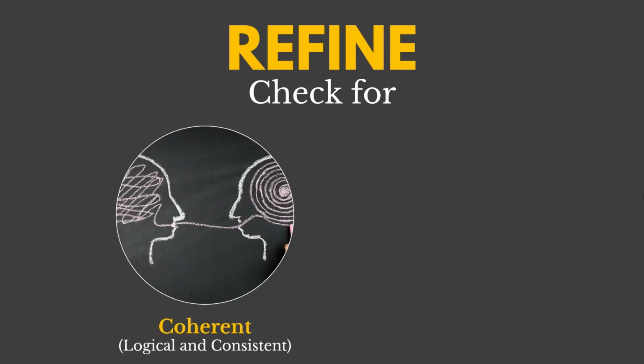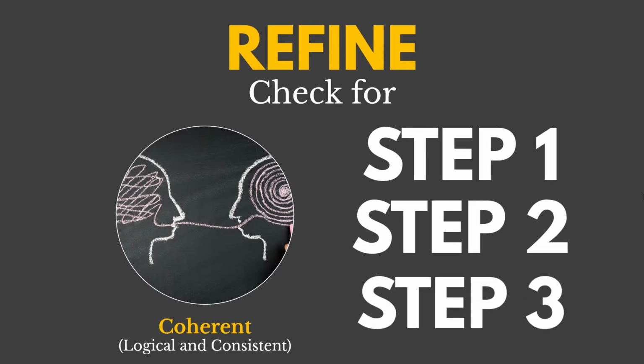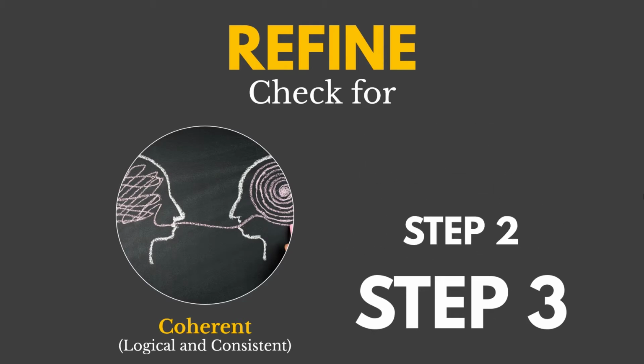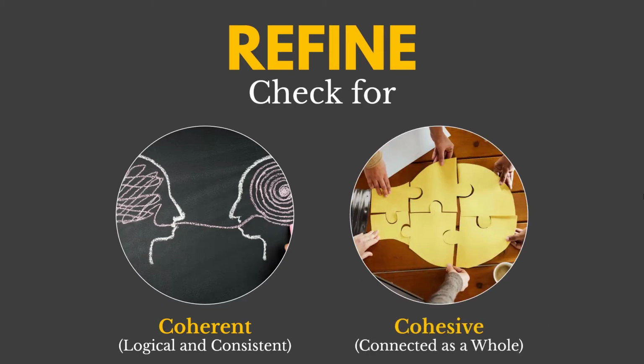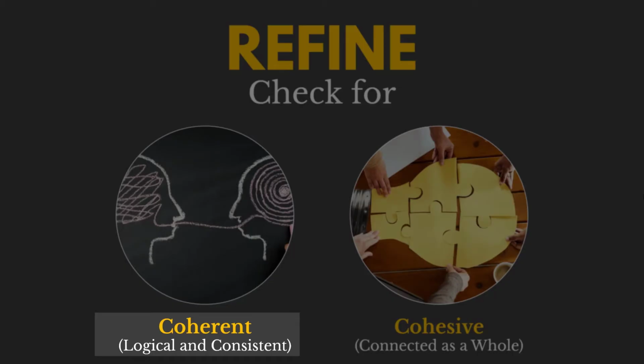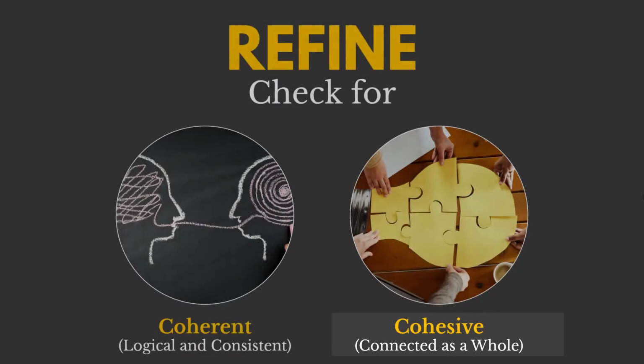When you refine, please check for coherence. Coherence talks about logical and consistent flow. So from step 1 to step 2 to step 3, that will be a coherent response. Next, you also check for how your ideas are connected as a whole. You might want to use connectors such as firstly, secondly, thirdly, and this will allow you to connect your ideas cohesively so that they gel into one very coherent response. So we're looking for 2 major words: coherent and cohesive. These are the 2 keywords you should look out for.